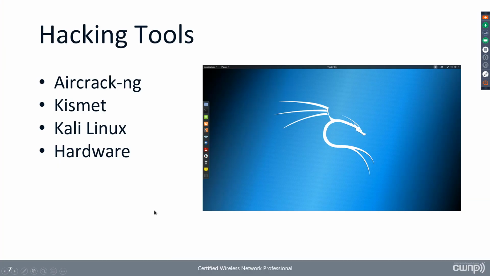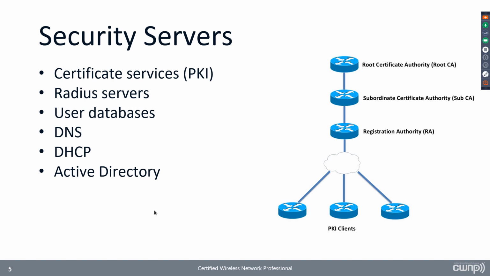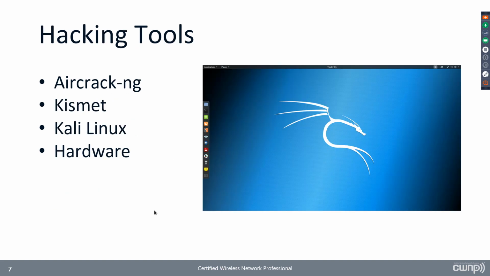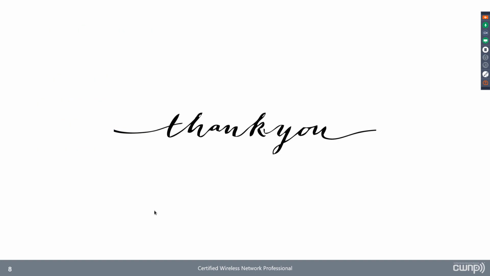Okay, so remember the four things that you need: APs, and then you need your security servers, and then you need your protocol analyzers, and finally you need your hacking tools. So these are the four components that are going to bring your lab together so that you can actually work with security in wireless. Again, I want to remind you to watch for the ad hoc videos coming to CWNP TV throughout the summer that are going to go in depth in the actual demo of these processes.